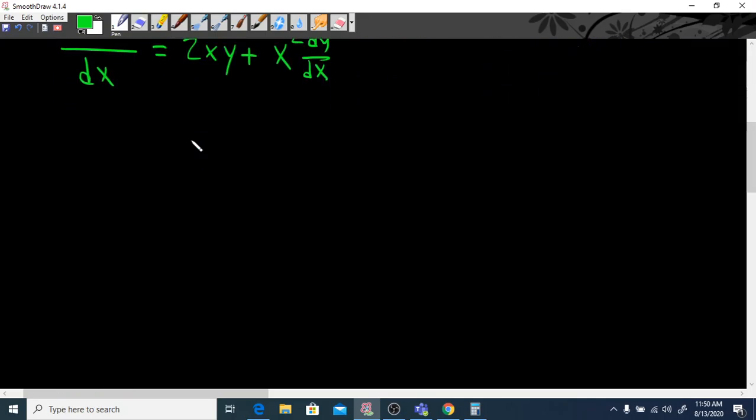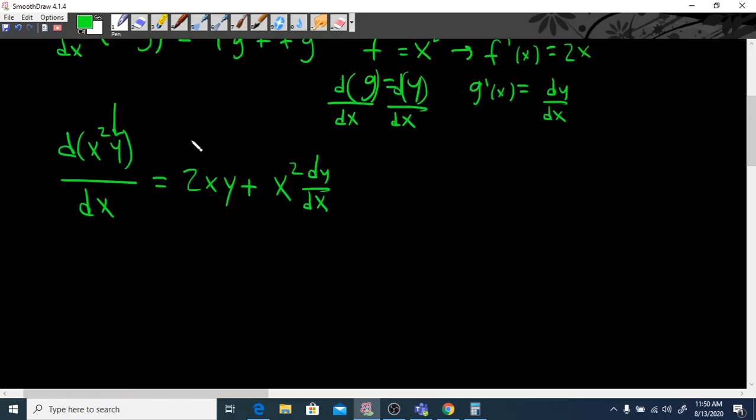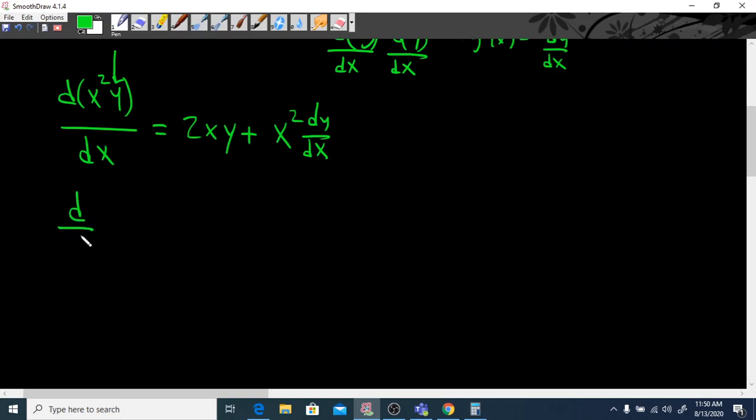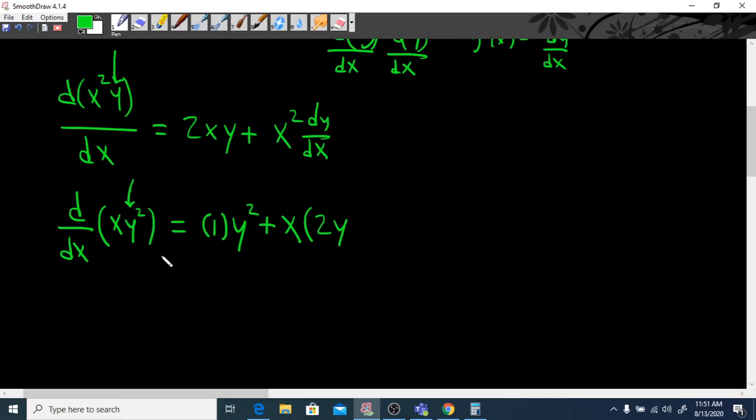Second chunk, very similar. We're still going to use the product rule. So we're doing d by dx of x y squared. x is the first piece. The derivative of x is 1. Leave the second piece alone, plus leave the first piece alone, take the derivative of the second piece. So this is important. This is the chain rule, because we have something being squared. What is being squared? Y is being squared.